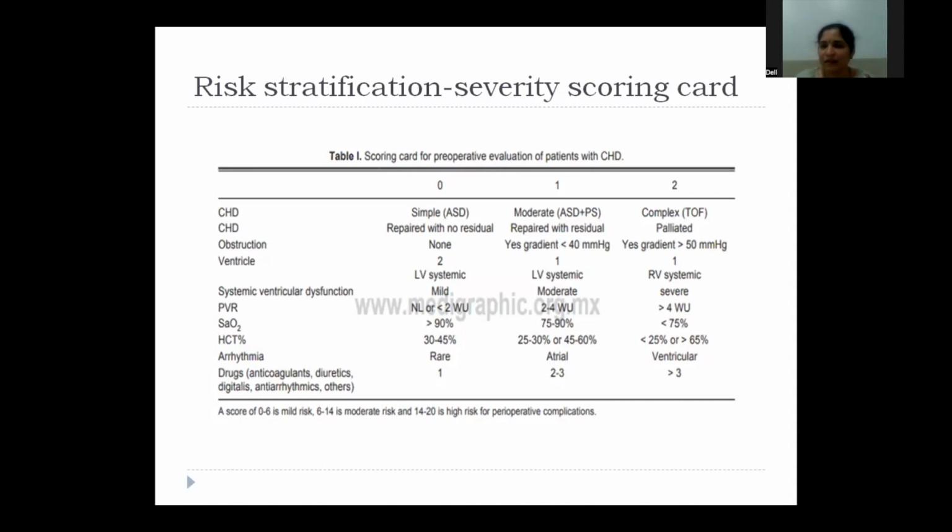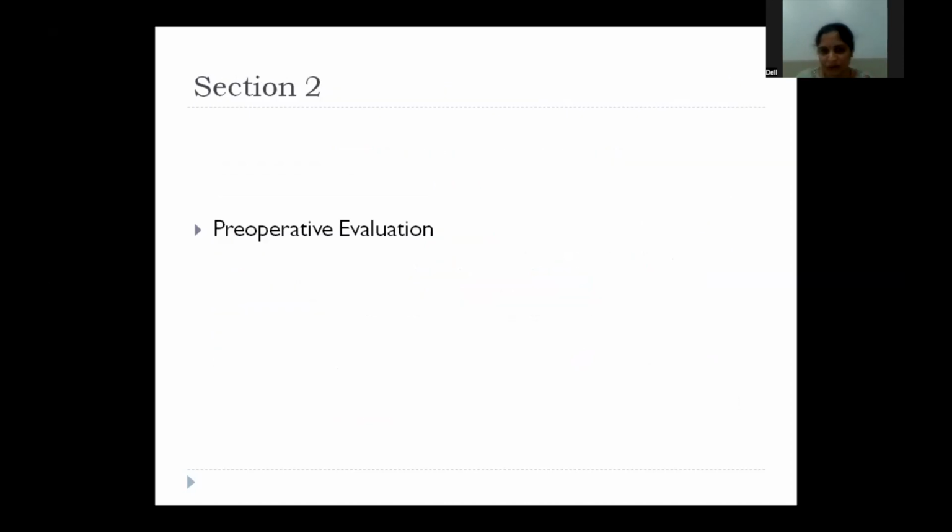Why do we need this risk stratification? To predict the intraoperative and perioperative complications, and to explain the risk to the surgeons as well as to the parents, so that they can decide whether to proceed with the elective surgeries or not.